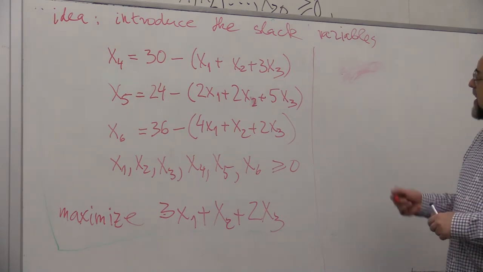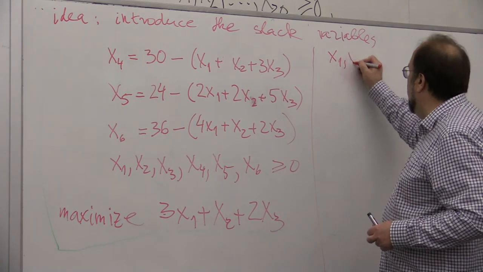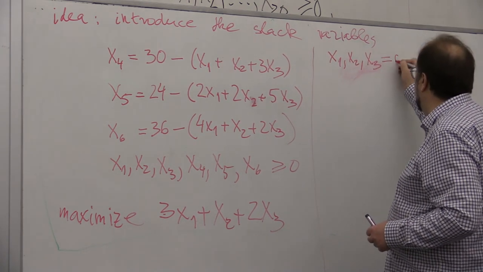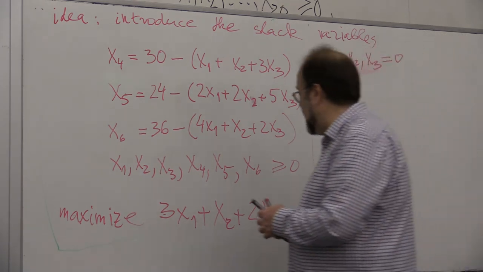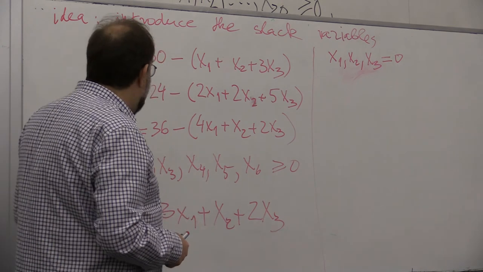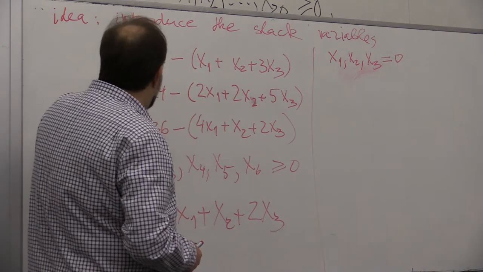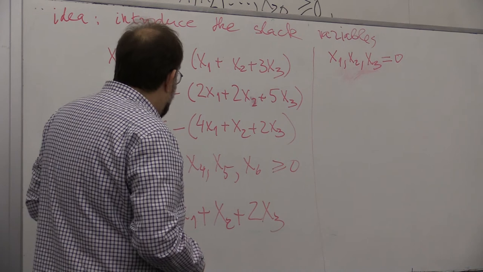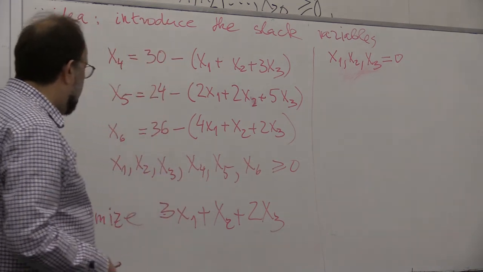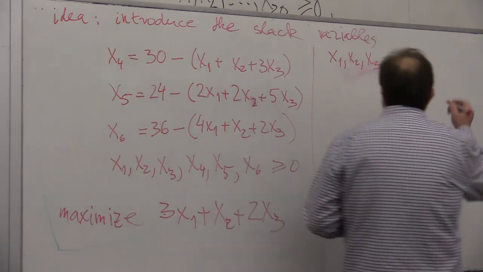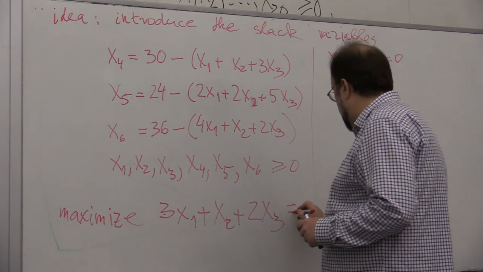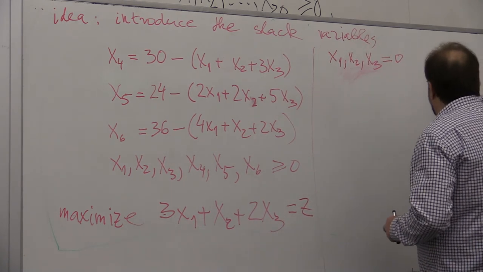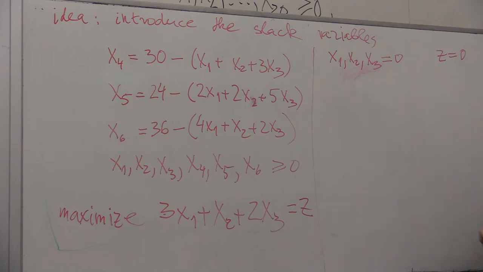And it just happens here that x1, x2, and x3 equal to 0, in fact, satisfy all of the constraints, because if they are all 0, then x4 is 30, x5 is 24, x6 is 36, and that's all non-negative, right? And of course, the value of the objective, let's call it z, will be equal to 0 for this particular value.